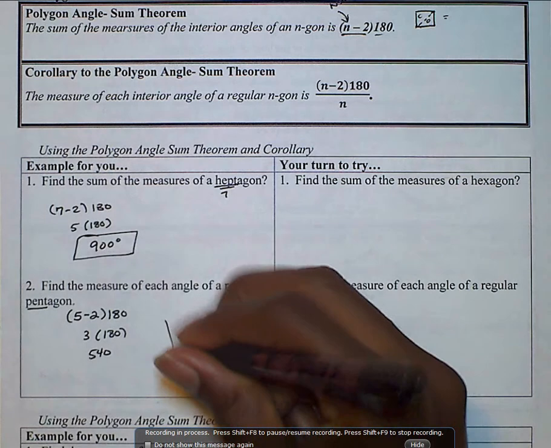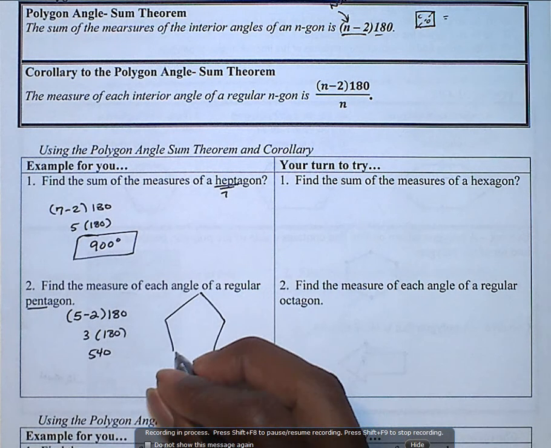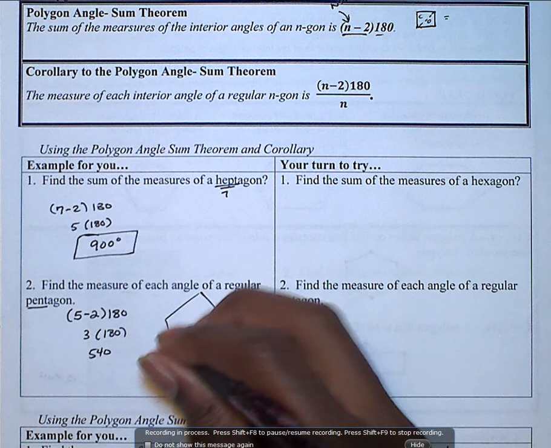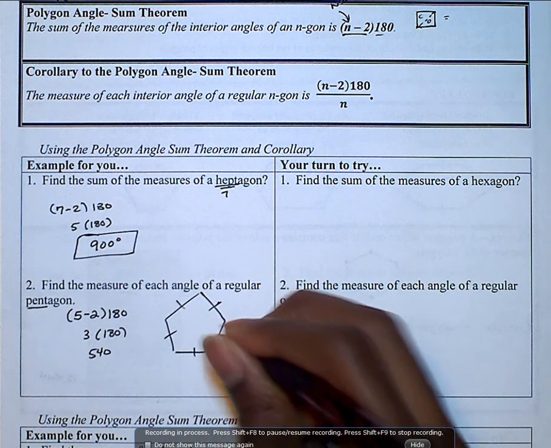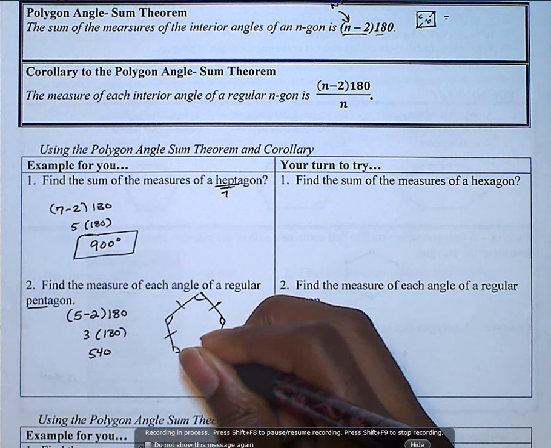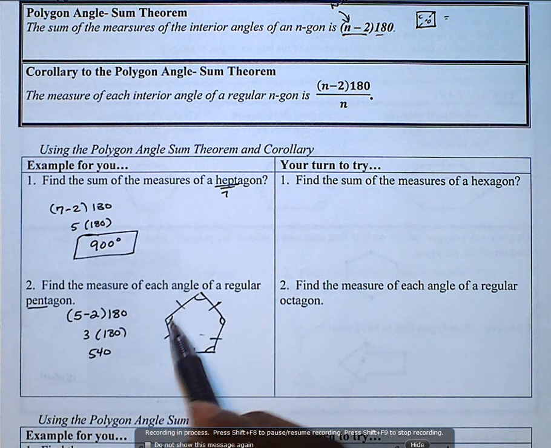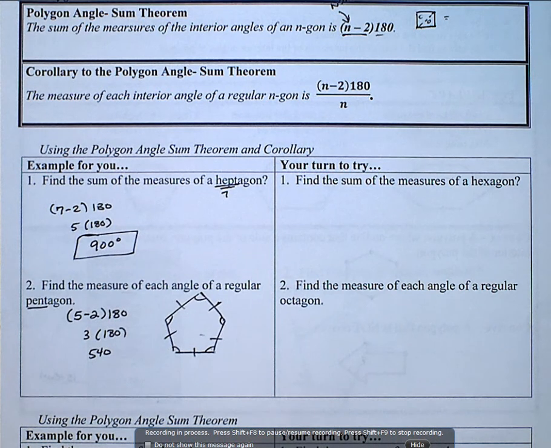Let's draw a really quick pentagon. I'll try to. Okay, and we'll pretend that this is a regular pentagon. That means all the sides are the same, all of the angles are the same. Alright, so if this whole thing is 540, I have 1, 2, 3, 4, 5 angles. Notice that the number of angles I have is the same as the number of sides.